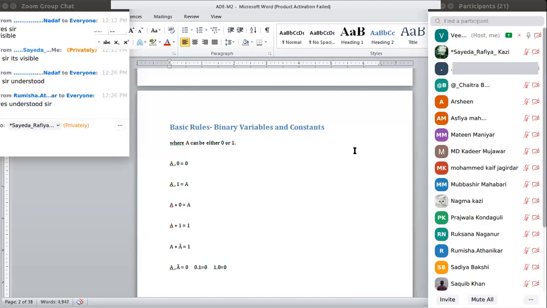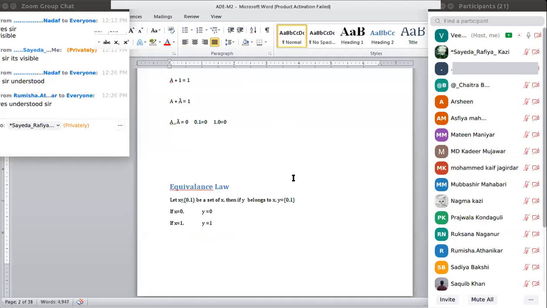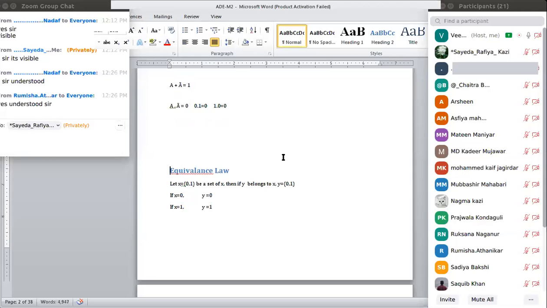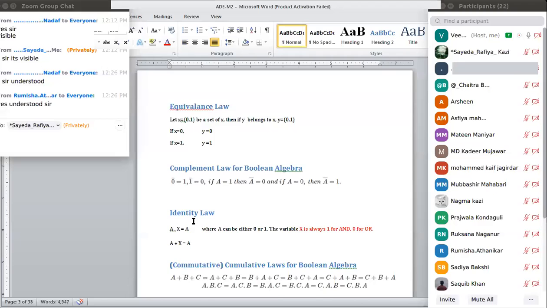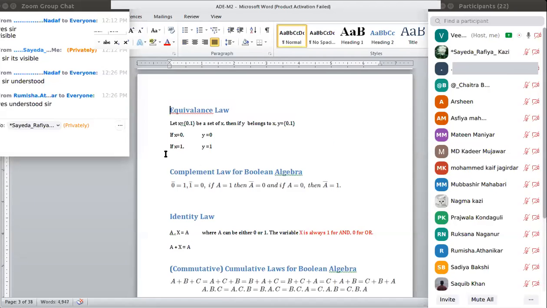Then after this, a few laws are there. Boolean algebra laws. We should go through those also, which are very important while solving Boolean expressions.